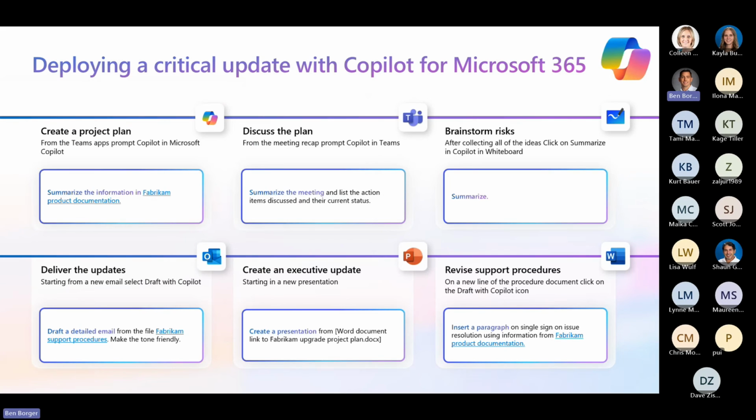So here are some of the prompts that we would use in order to realize some of that Copilot functionality. In Copilot, we can ask for a summary of the Fabrikam product documentation. In Teams, summarize the ongoing meeting to make sure that we circle back to any important topics. And after doing a SWOT analysis in Whiteboard, we can summarize that to bring that data into a bulleted list. We can ask Copilot to draft a detailed email from the support procedures document with a friendly tone. And then we can create an executive update from the project plan and put that in PowerPoint.